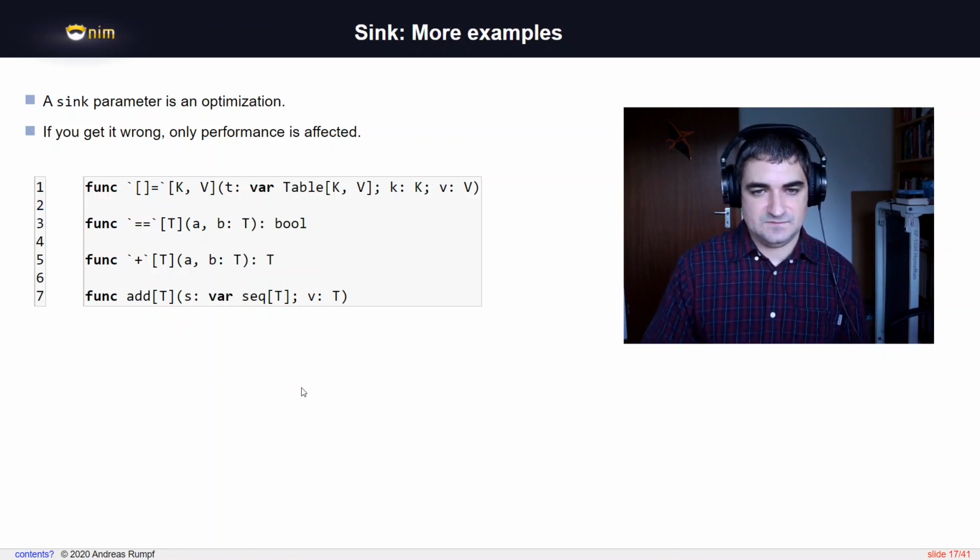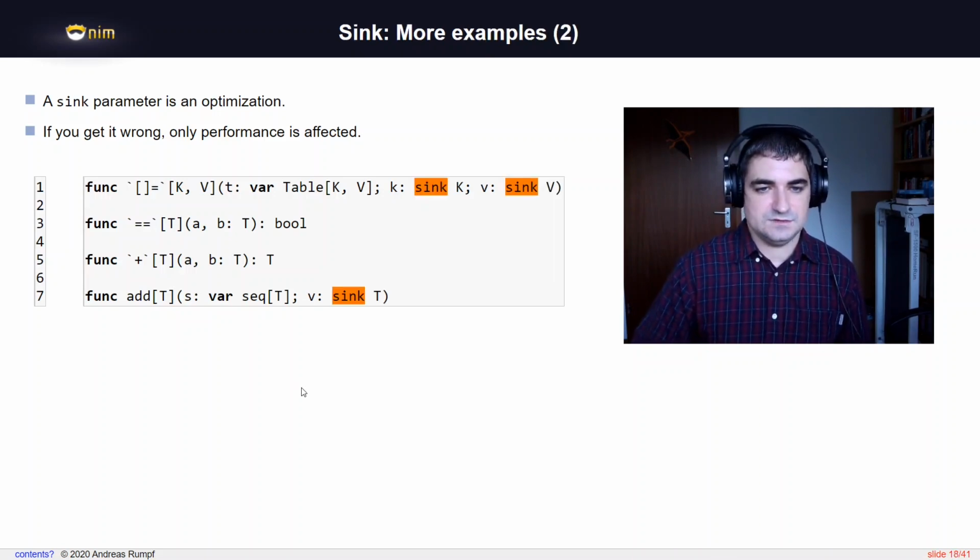And the answer is whenever it kind of lives on afterwards, like the value is put into an array or a table or some container. So this is my solution here. So appending to a sequence in line 7 should definitely have the sync parameter here so that we can move it. And in line 1, the key value pair should also be syncs.